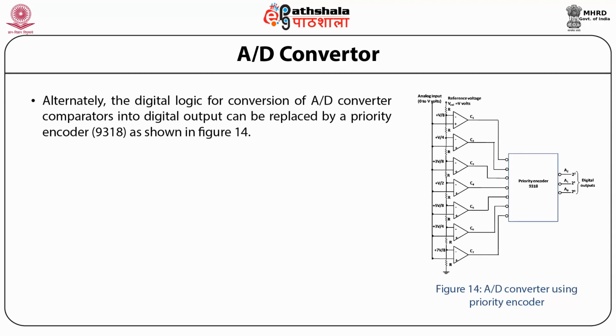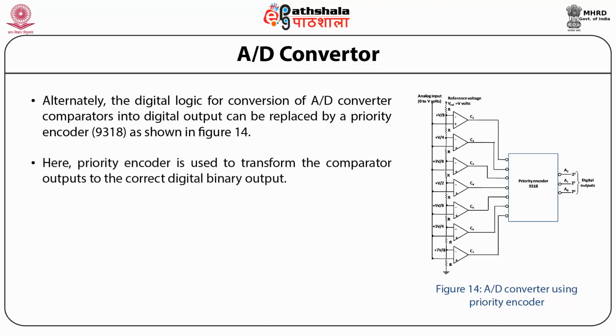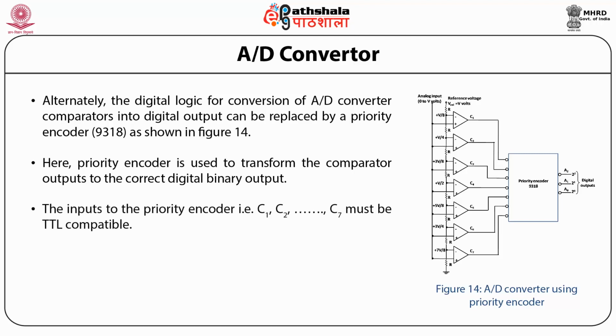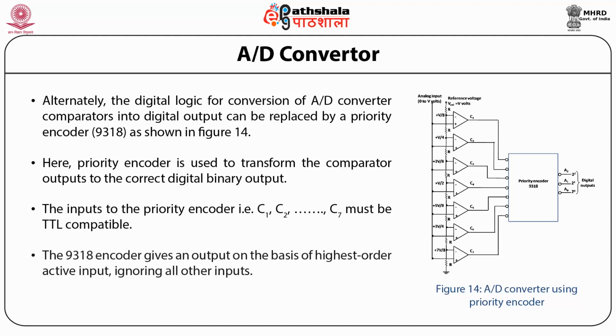Alternately, the digital logic for conversion of the A to D converter comparator outputs into digital outputs can be replaced by a priority encoder 9318 as shown in the figure below. Here, the priority encoder is used to transform the comparator outputs to the correct digital binary output. The inputs to the priority encoder, that is C1, C2, C3 till C7, must be TTL compatible. The 9318 encoder gives an output on the basis of the highest order active input, ignoring all other inputs.